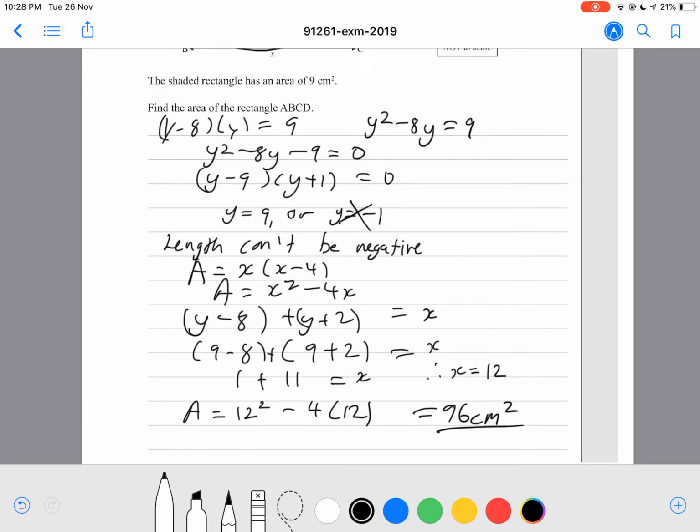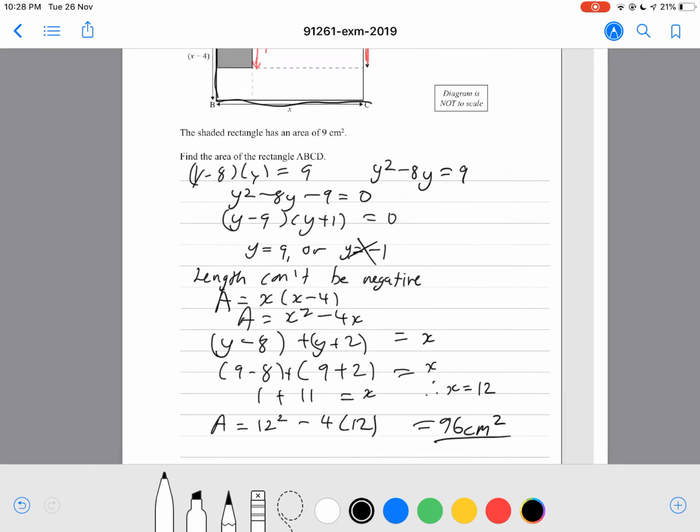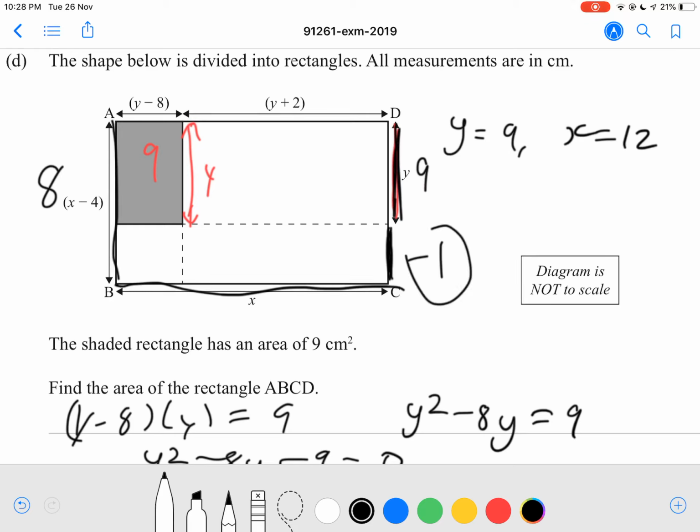This question wasn't too bad, but I'll tell you the problem here. If you consider y equals 9 and x equals 12, apparently this length will have to be negative 1 in order for this to be true. Because x minus 4 is 8, so this side length is 8. And because this y here is 9, this will have to be negative 1 in order to have this equal. However, in geometry, you can't actually have a negative side length, so this is geometrically impossible.